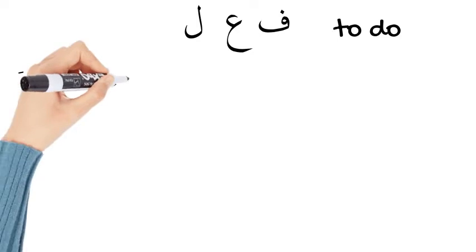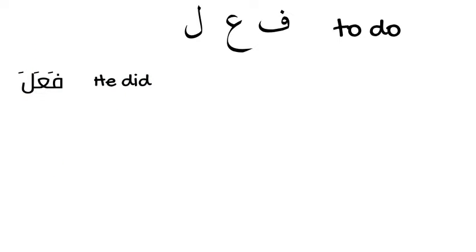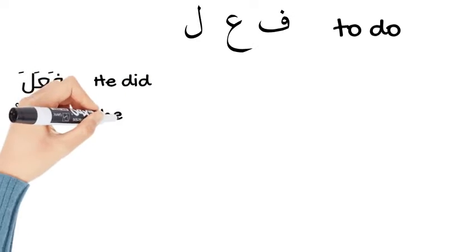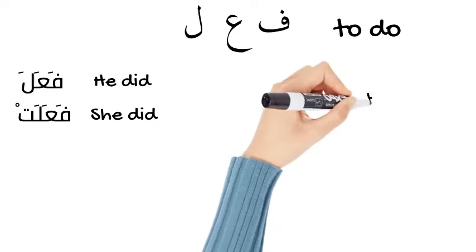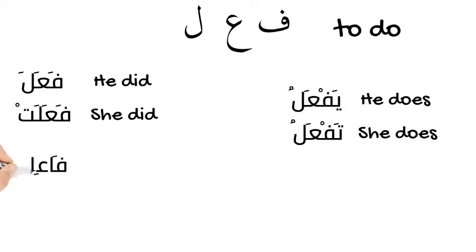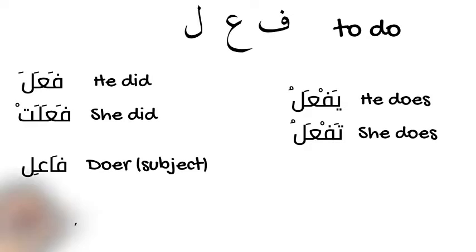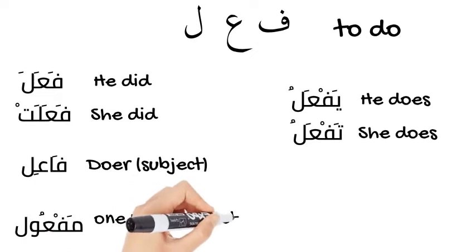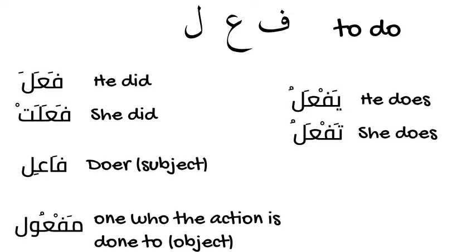Okay, let's take some examples of fa'ala. Fa'ala is the past tense of this verb, which means he did. Fa'alat means she did. Yaf'alu, he does. Taf'alu, she does. Fa'il is the doer, someone who does the action, so that's the subject. Maf'ul is one who the action is done to, so that's the object. And the reason why fa'ala is important is because it is often used to model Arabic word roots.